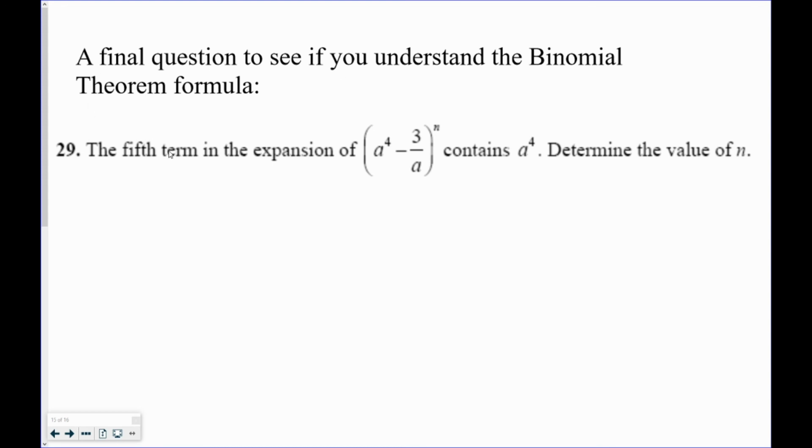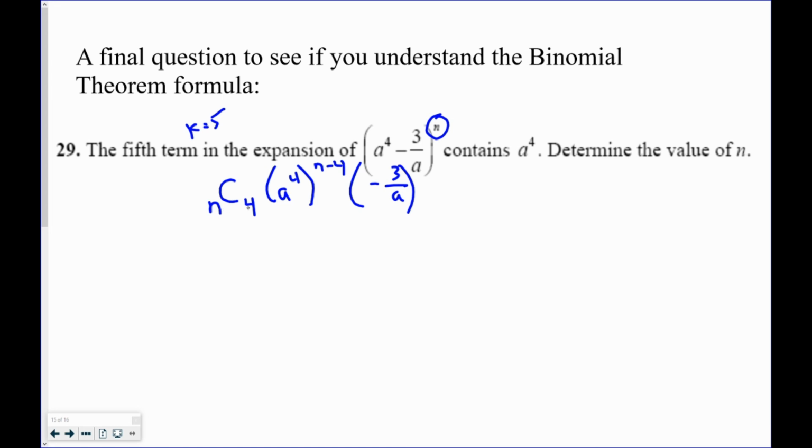So this is saying the fifth term in the expansion of this contains an a to the 4. Determine the value of n. Boy, this is not obvious at all. So you go to your term formula. Now look, it's hard because this is raised to the power of n. So it's going to be n choose k, and we know that if it's the fifth term, k is 5. It's always k minus 1, so that would be 4. And then we know it's going to be a to the 4 raised to whatever n minus 4 is. And then it's going to be this.